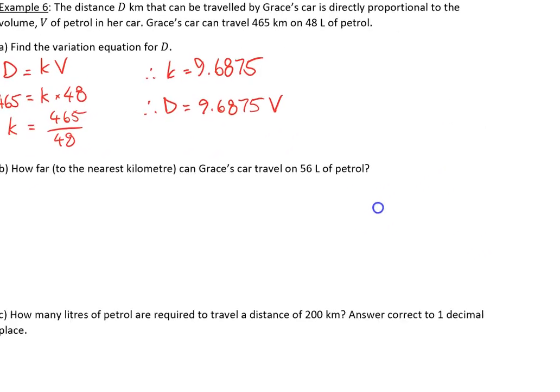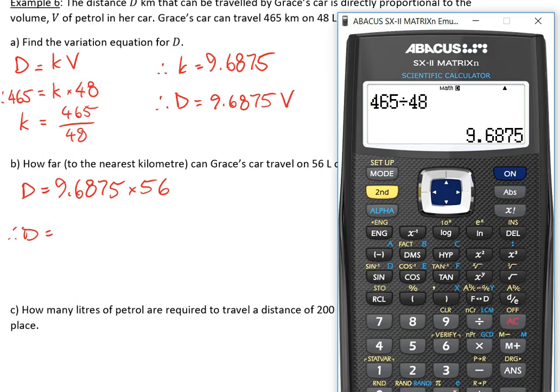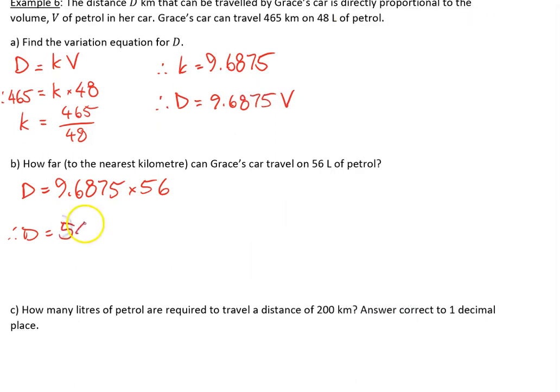And what do you know? That's what I'm being asked to do next. So now I use this formula I've created, that we have referred to as a variation equation. So how far can I go? Well, my distance equals 9.6875 times 56 this time. The calculator comes out, and I've still got that 9.6875 on the screen, so I'm just going to go times 56, and I get 542.5. Now does that make sense? If we compare that to the previous one, 48 litres, so a little bit less petrol, we went 465 kilometres. A bit less petrol, didn't travel quite as far. A bit more petrol, we travelled a little bit further.